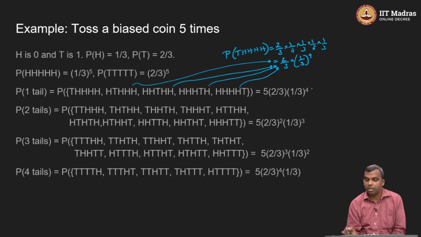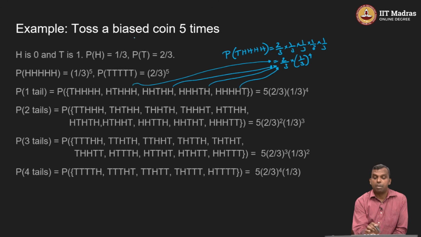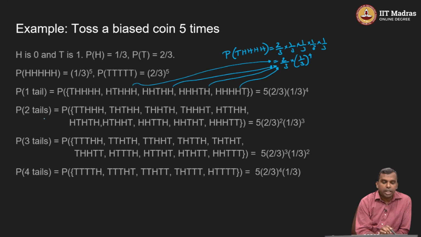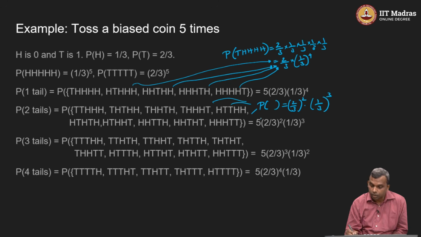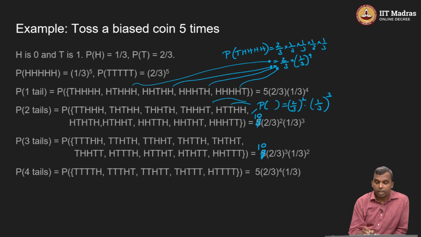Okay, so hopefully this calculation is clear, how I got the probability of one tail in the biased case to be something like this. Now what about 2 tails? If you look at 2 tails, you will see that the probability of each of these guys is actually (2/3)^2 times (1/3)^3. Okay, so this is wrong, this has got to be 10, this has got to be 10. So the probability of each of these guys is (2/3)^2 times (1/3)^3. Why? Because it has got 2 tails and 3 heads.